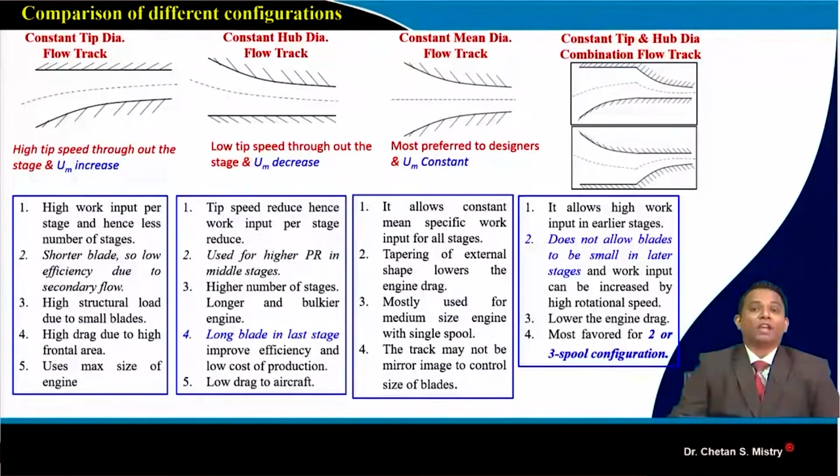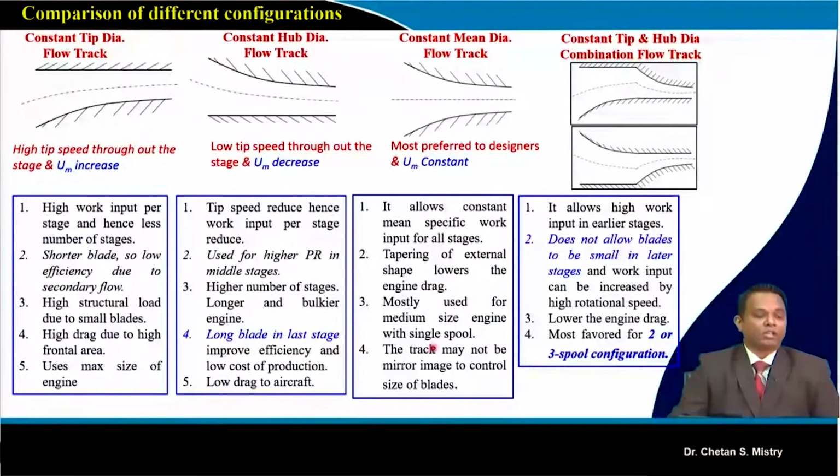And for that, at the initial stage we will configure some track, maybe a constant tip track, a constant hub track, or a constant mean track. Once we decide on that track configuration, systematically we will do all our calculations at the exit of the stage, and after that we will smooth out that track. Let's recall what we discussed in the last session.